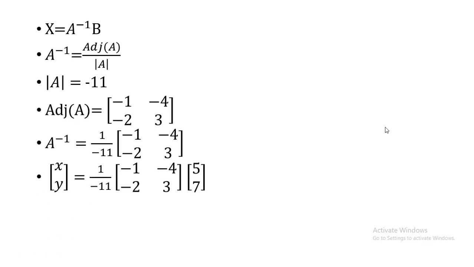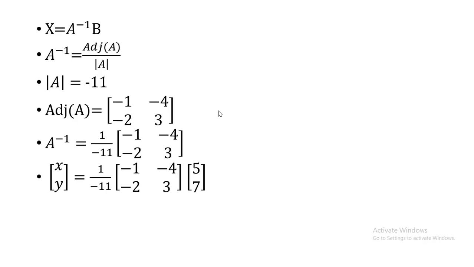Now what I did here is that I have substituted everything into this equation, that is X, which capital X represents my variable column matrix, x and y, equals A inverse. The answer for A inverse is this, right? Multiply by B. B is what? B is my column matrix, or you can say the column matrix that has the constants in it.